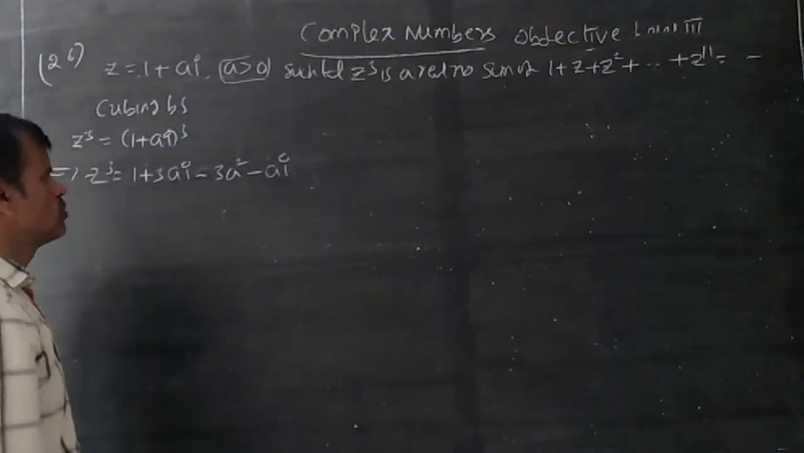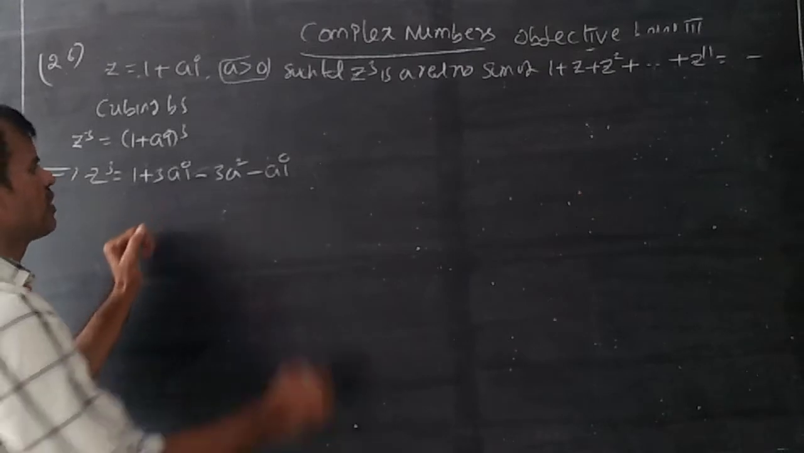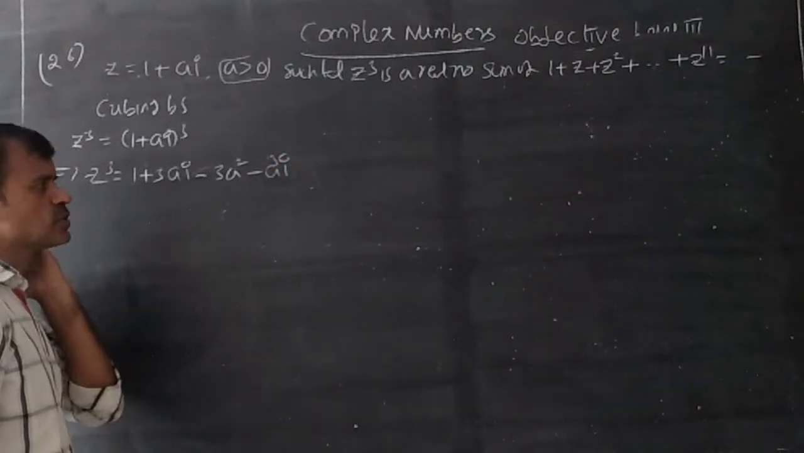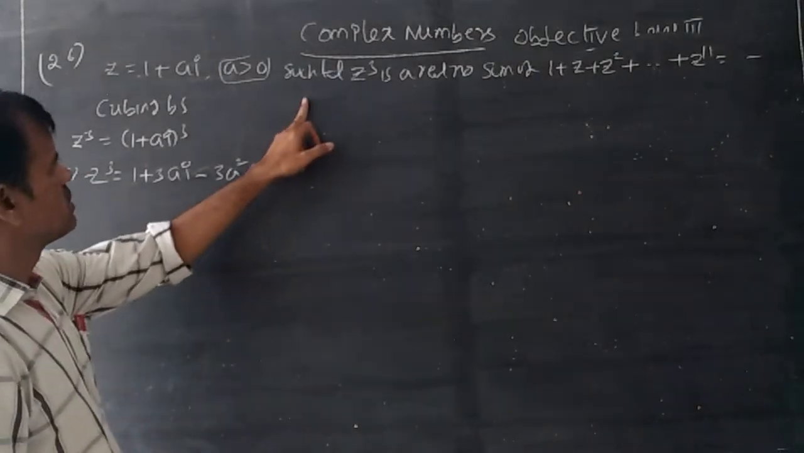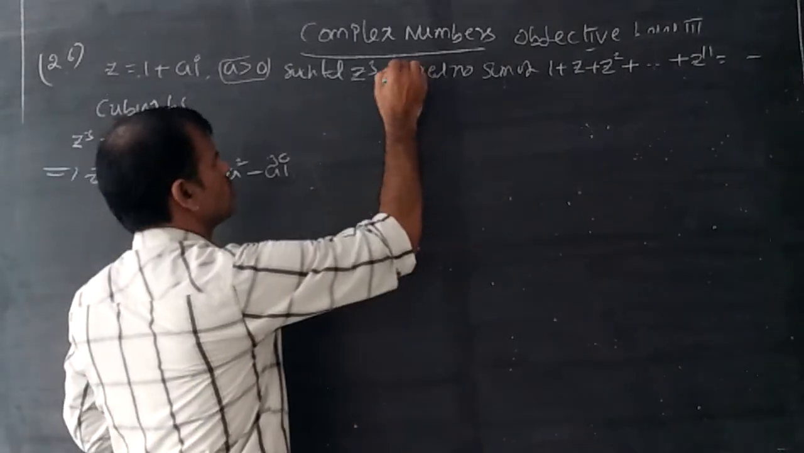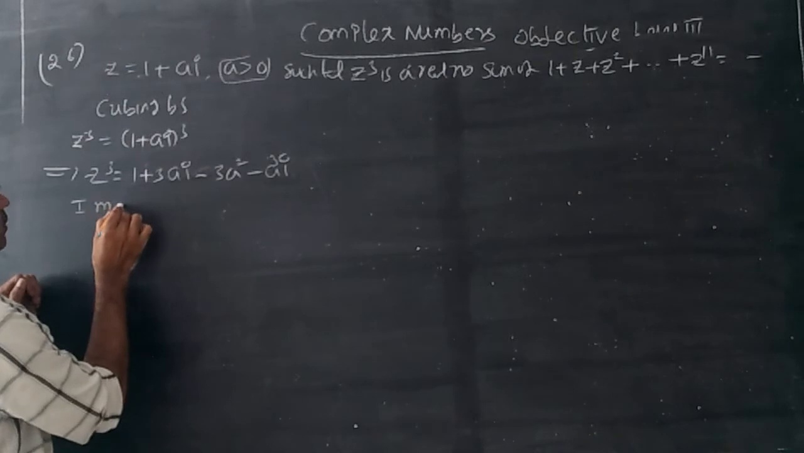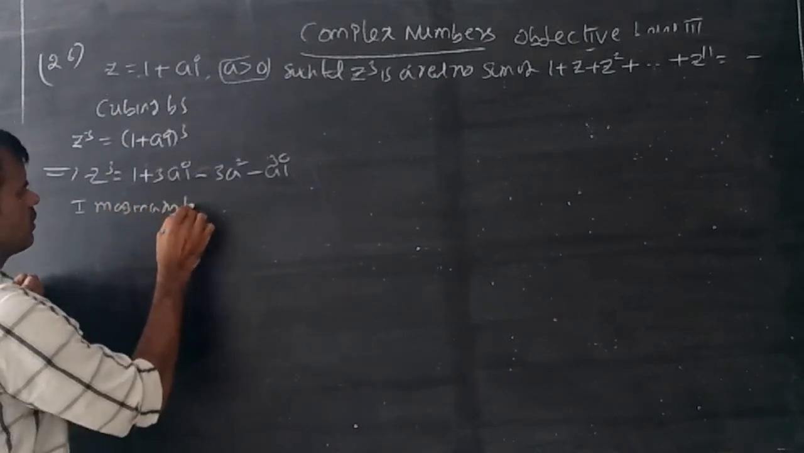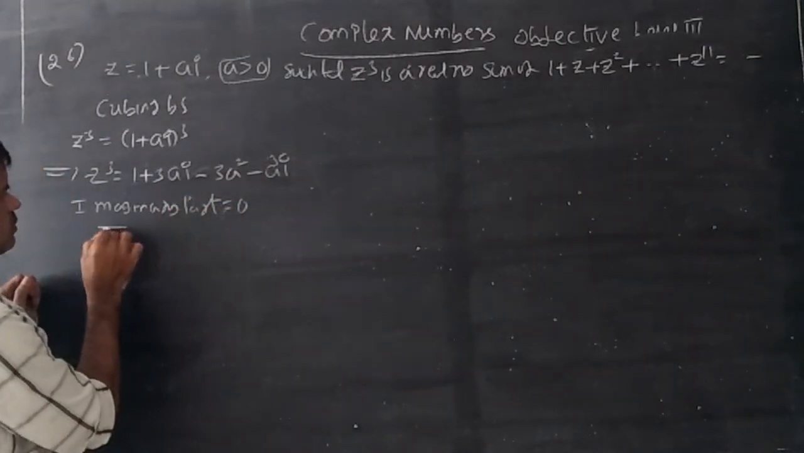z cube is equal to 1 plus 3ai minus 3a square minus a cube i. Here a cube into i cube becomes i square into i, and a square is minus 1, so minus a cube i. He is giving us that z cube is a real number, so the imaginary part is equal to 0.